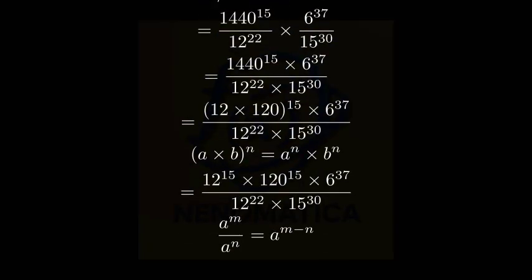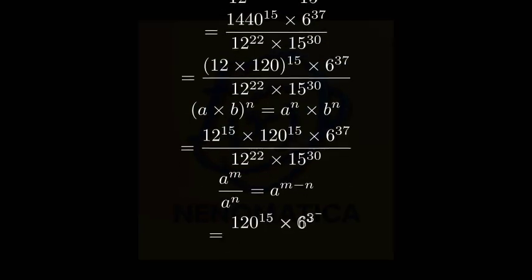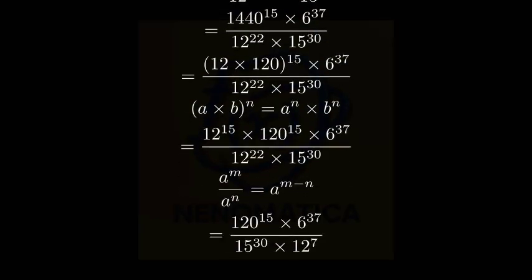In the numerator, we have 12 to the power of 15, and in the denominator, we have 12 to the power of 22. We can simplify this by using the rule that a to the power of m over a to the power of n equals a to the power of m minus n. So, 12 to the power of 15 over 12 to the power of 22 equals 12 to the power of 15 minus 22, which is 12 to the power of negative 7. That's equivalent to 1 over 12 to the power of 7. So our expression becomes 120 to the power of 15 times 6 to the power of 37, all over 15 to the power of 30 times 12 to the power of 7.